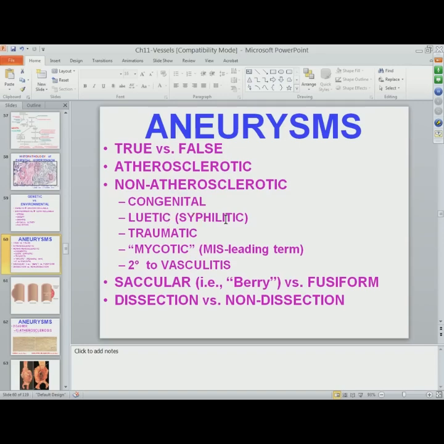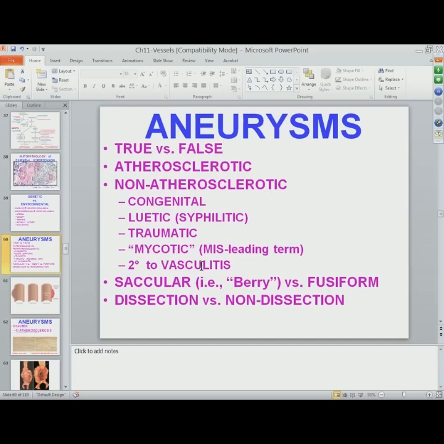So you can have a luetic or syphilitic aneurysm. We know that a trauma to an artery could eventually weaken its wall and therefore make it bulge due to even normal pressures. Often the term mycotic aneurysm is used, which is a misnomer, because this would lead you to believe that the aneurysm is caused by a fungus. There are a couple of fungi which can weaken the wall of an artery and cause an aneurysm, but for the most part, most mycotic aneurysms are non-fungal. They're probably bacterial. But the word mycotic, no matter what you use it as, implies an infectious etiology.